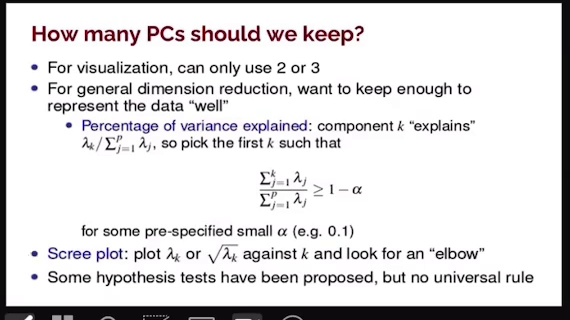Another issue: how many principal components should we keep? We should have a rule. I've been showing you two principal components, but we need a rule that will guide us on how many are appropriate. For visualization purposes, we normally like 2 or 3, because with anything more than 4, it may not be easy to visualize. Does that make sense?